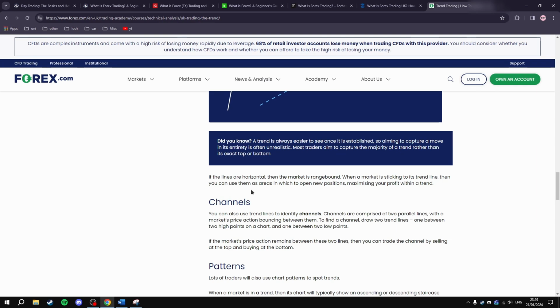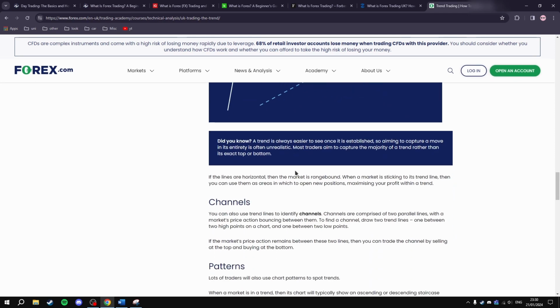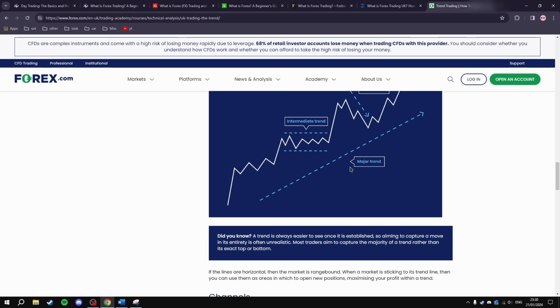You can use 2 parallel lines with the market's price action bouncing between them. So like that then, basically. Except it's like up or down.